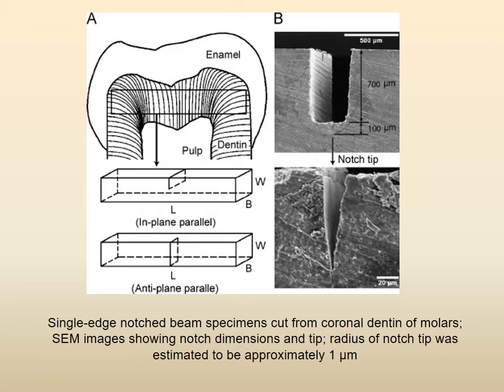Here we are showing you some diagrams. If you just look at the words enamel, dentine and pulp, you know that this is the model of a tooth, and there are in-plane and anti-plane modifications. Here we are showing you the types of cracks. So, single edge notched beam specimens cut from coronal dentin of molars, the main teeth. SEM images show the notch dimensions and the tip. The radius of the notch tip was estimated to be approximately 1 micron.